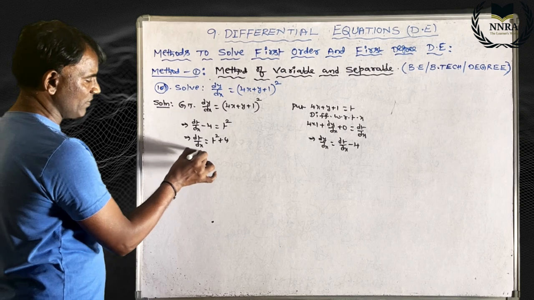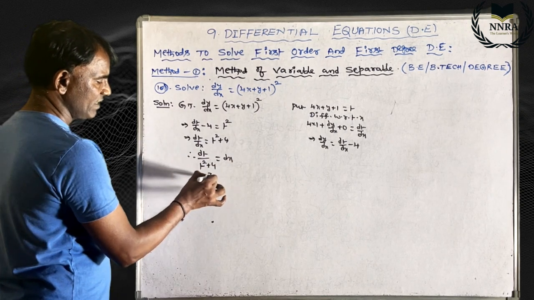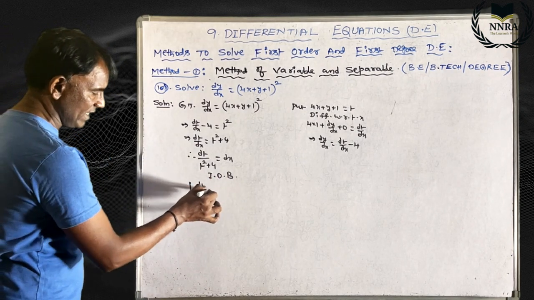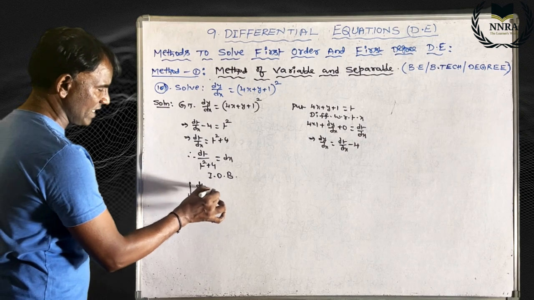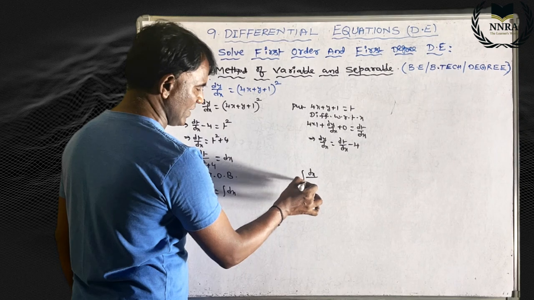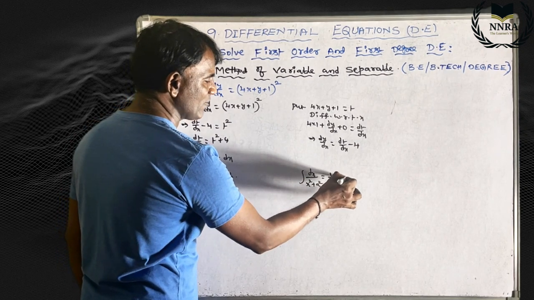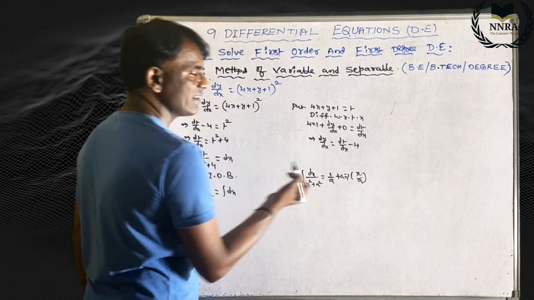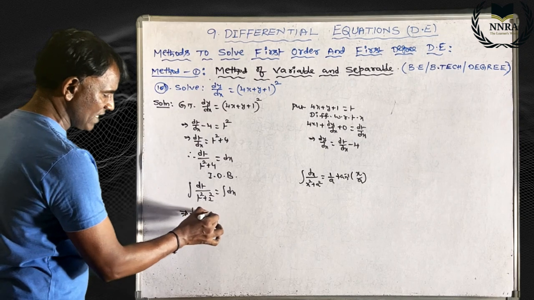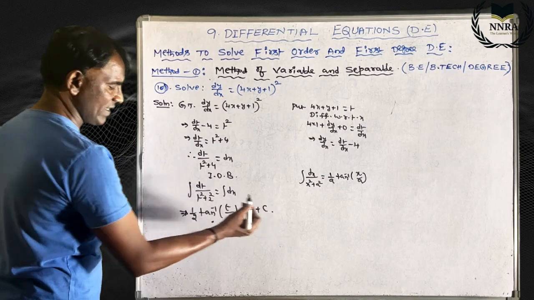Now variable and separable method, that is dt by t square plus 4 equal to dx. Now integrating on both sides. How to write it? Integral dt by t square plus 2 square, right? And integral dx. And what is the value of integral dx by x square plus a square, or a square plus x square? That is 1 by a tan inverse of x by a. And by using that formula, how to write it? 1 by 2 tan inverse of x means t, a means 2, and integral dx means x plus constant c.